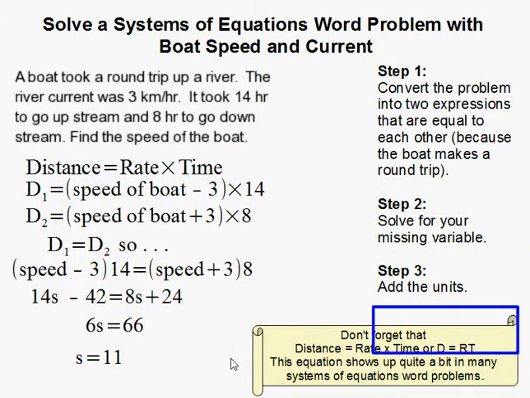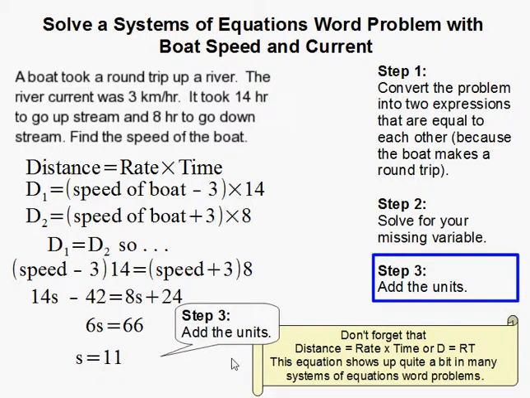Now lastly, we need to add the units. So going back to the beginning, remember our time was in hours here, and our time was in hours here, so that's good. So this was kilometers per hour. Don't forget to add units when you have word problems. And that completes our problem right there.